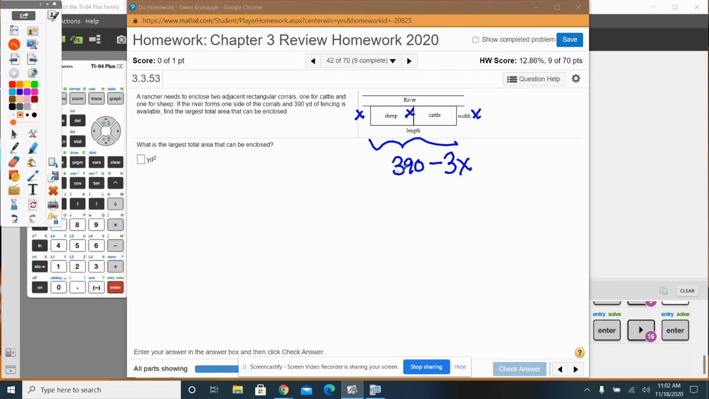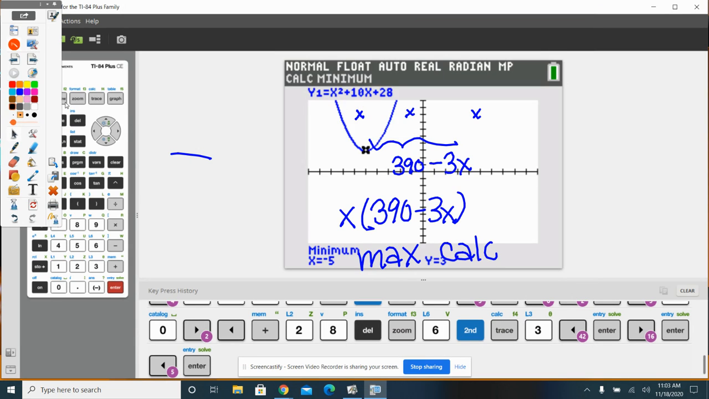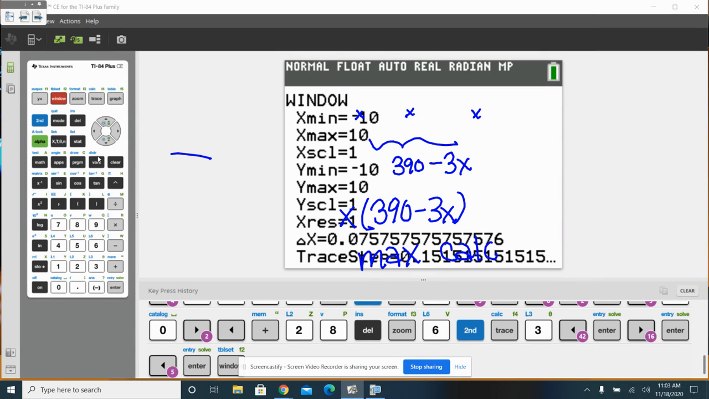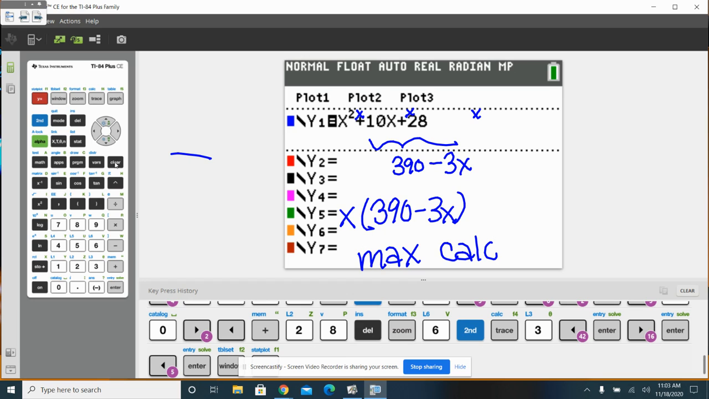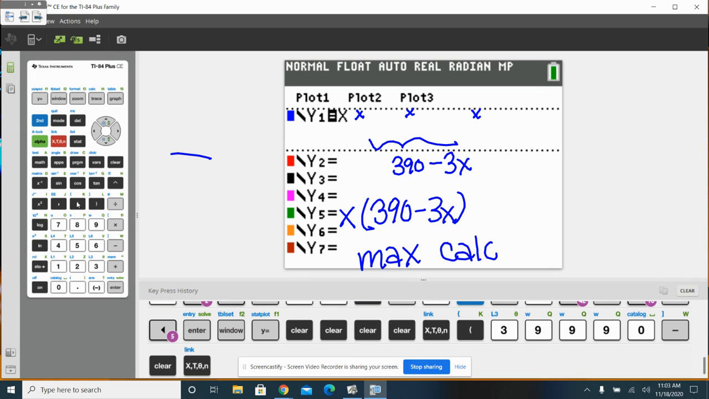So what is area? Area is base times height. So that's just x times 390 minus 3x. And they want the largest area, so they're asking you to find the maximum with your calculator. So we'll type this in. Y equals x times 390. Oh, that's not what I wrote. X times 390 minus 3x.